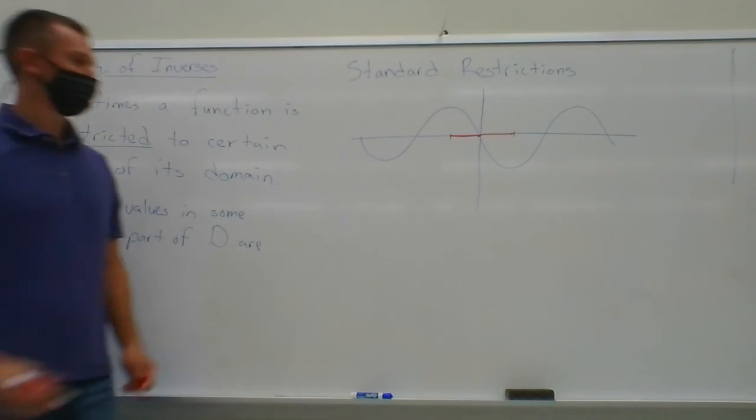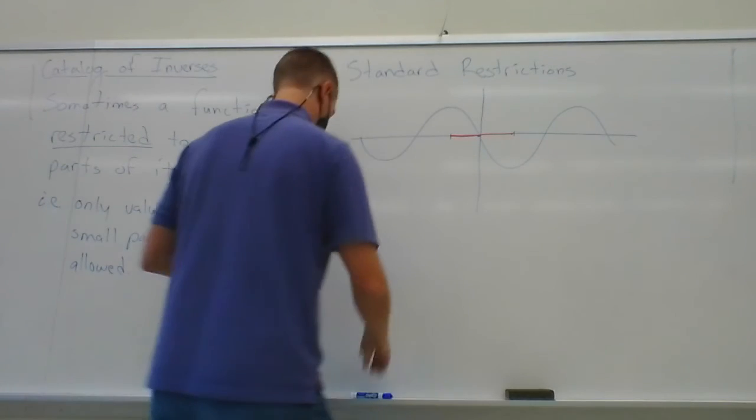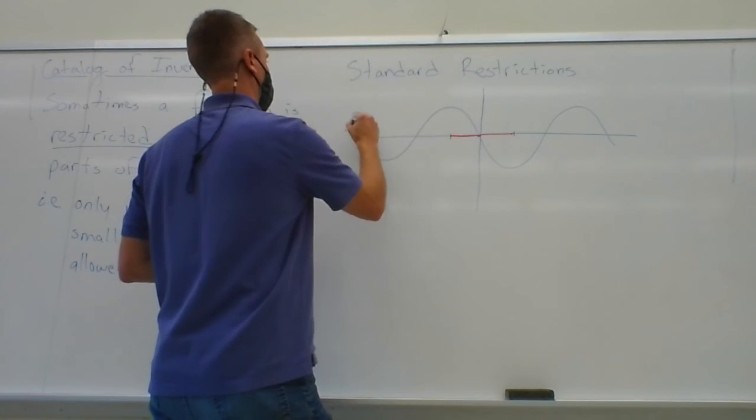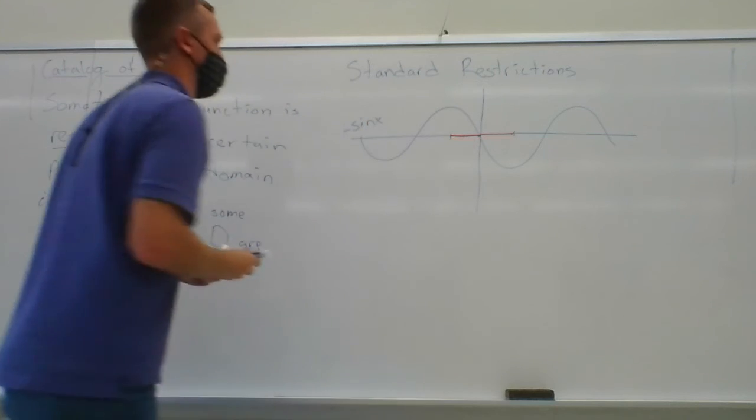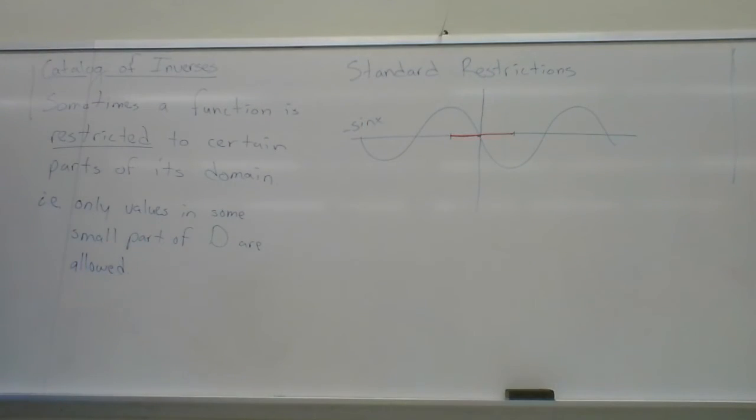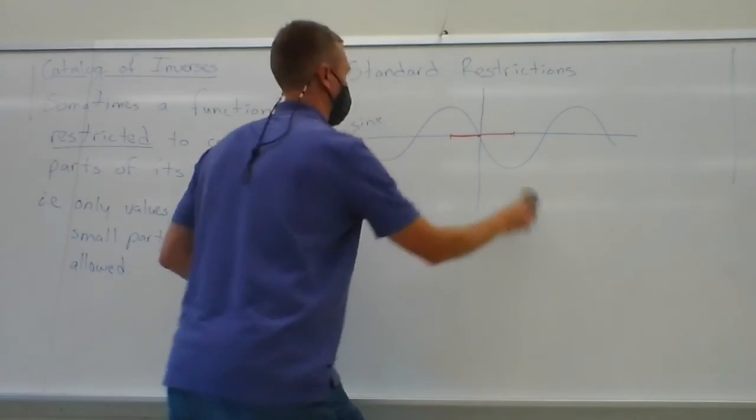Did I graph the wrong thing? This is a negative sine of x. I saw that look. Somebody was giving me that look. It doesn't change the restriction, but it does change the graph. Pardon me.